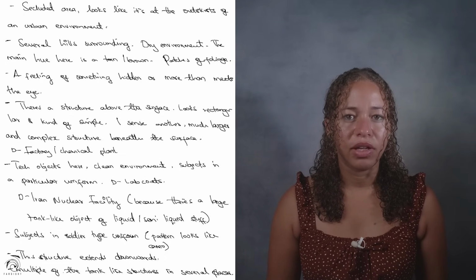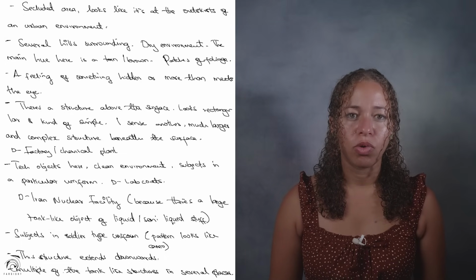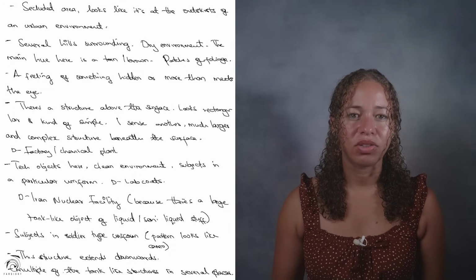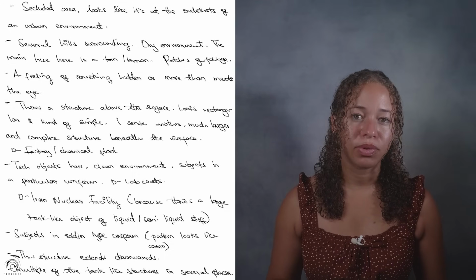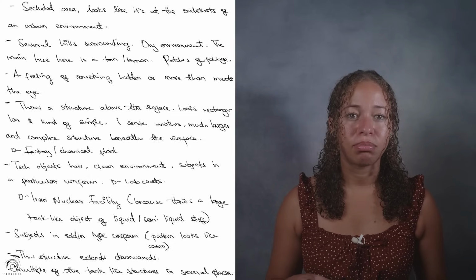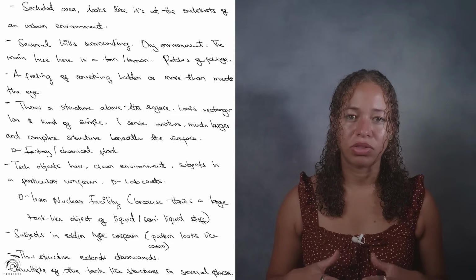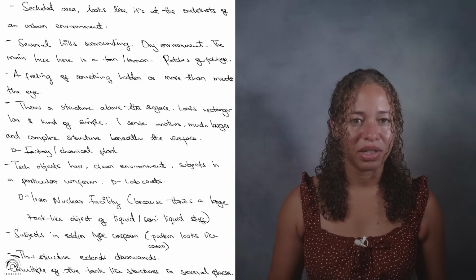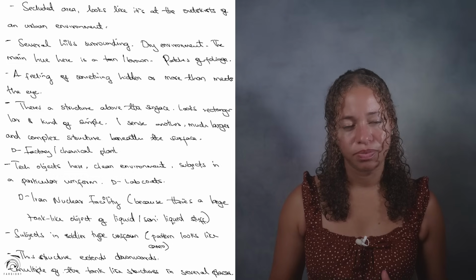Here I'm getting a feeling of something hidden or more than meets the eye. There's a structure above the surface and it looks rectangular, kind of simple, but then I sense another much larger, much more complex structure that's sitting beneath the surface here. So for this I deduced a factory or a chemical plant.